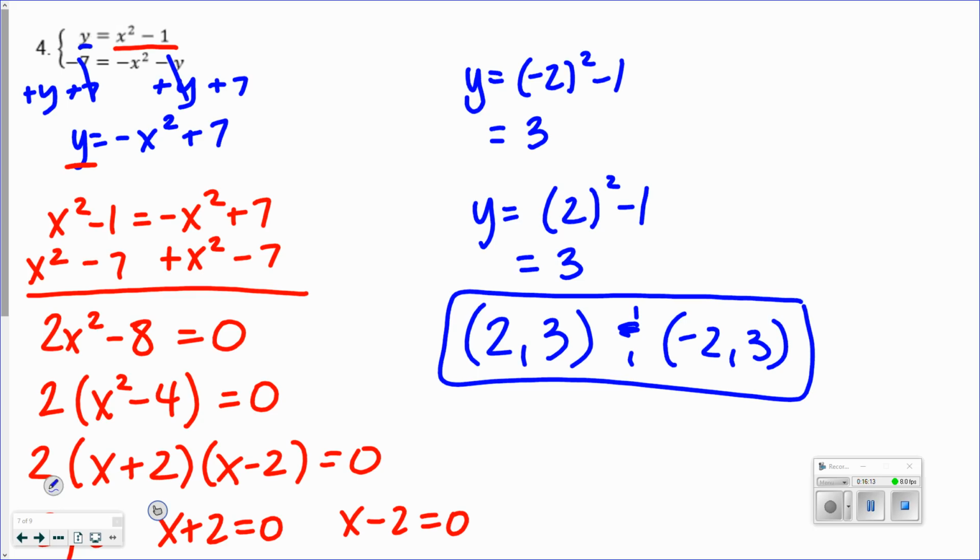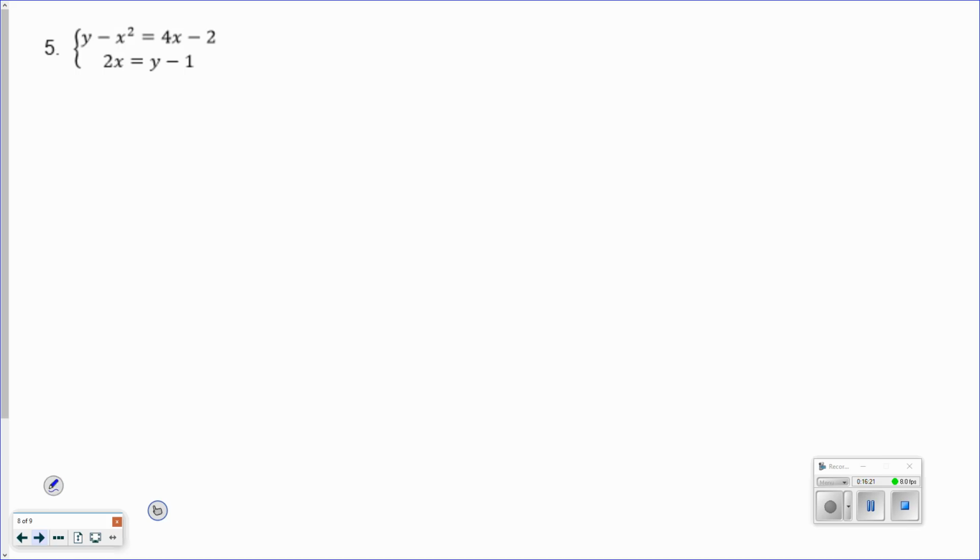So on this one, I actually need to get y by itself in both equations because there's something next to y in both of them. So the first equation, I'm going to move the x squared to the other side. So this is going to become y equals positive x squared plus 4x minus 2. And the second equation, I'm going to move the 1 to the other side so that y is by itself. So that would give me y equals 2x plus 1.